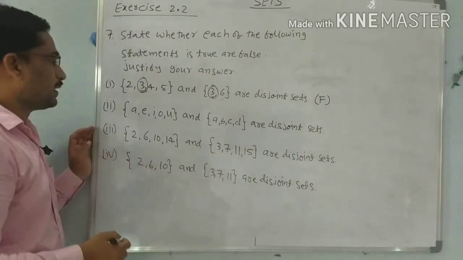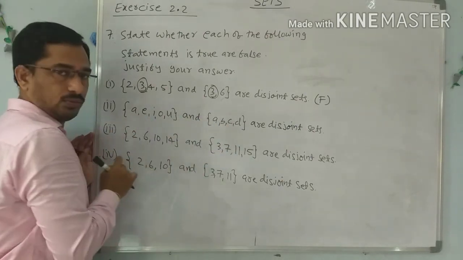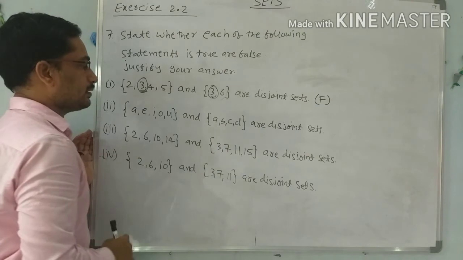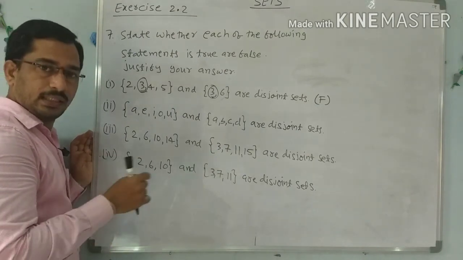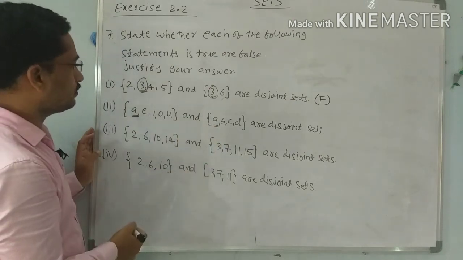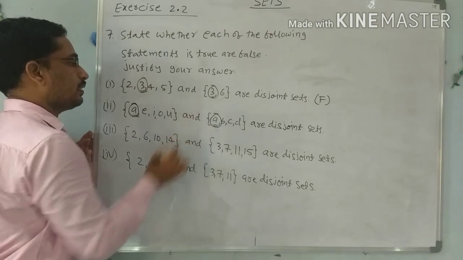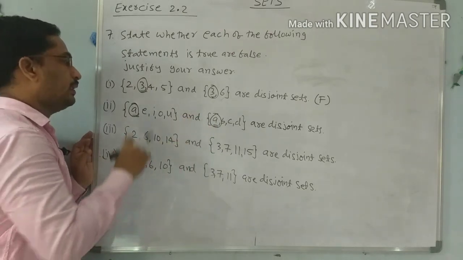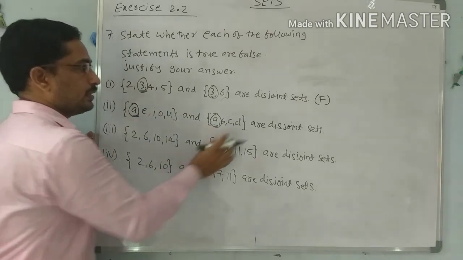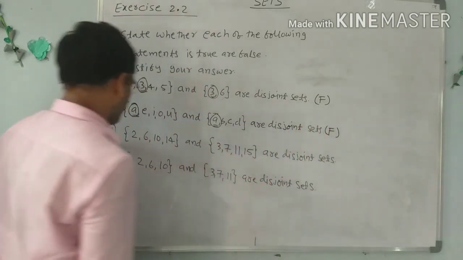Next, second one: A, E, I, O, U and A, B, C, D are disjoint sets. Again identify if there is any common element. Yes, here A is common. At least one element is common, so they are not disjoint sets. It is given that they are disjoint sets, so again the statement is false.